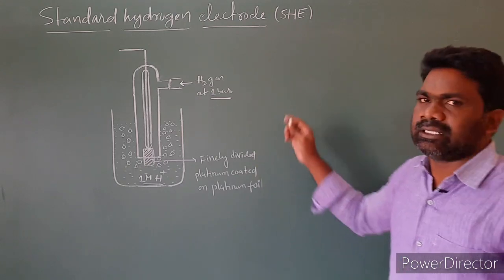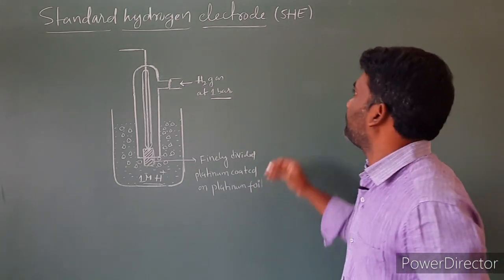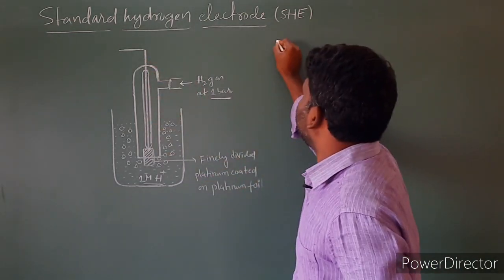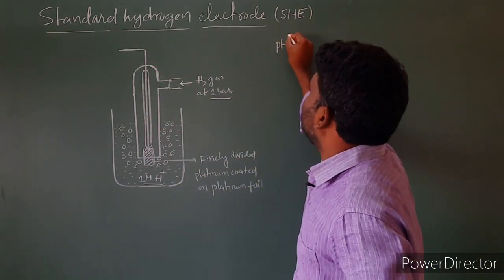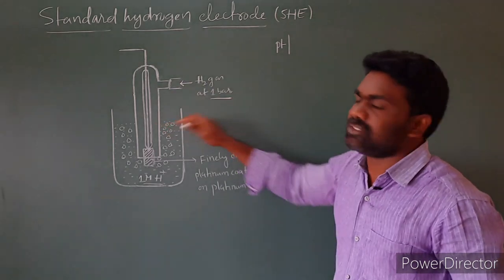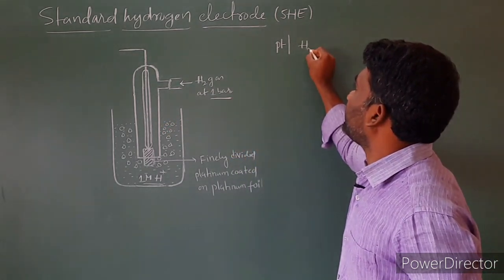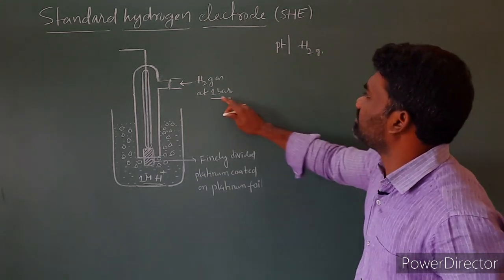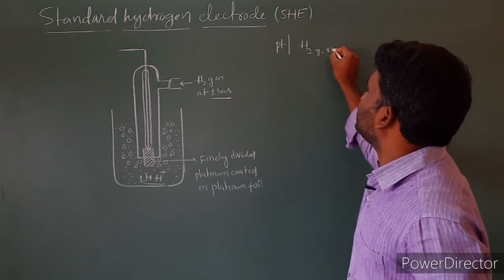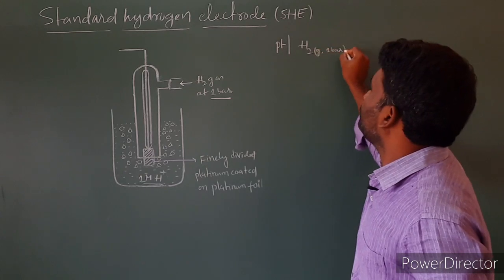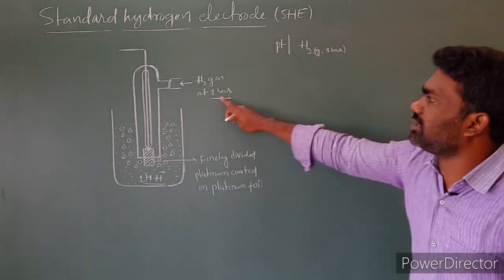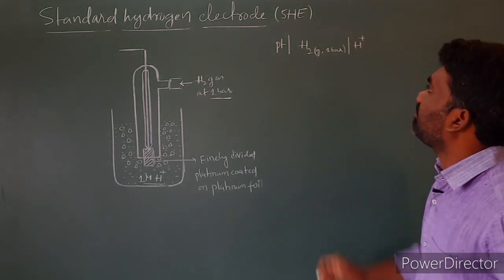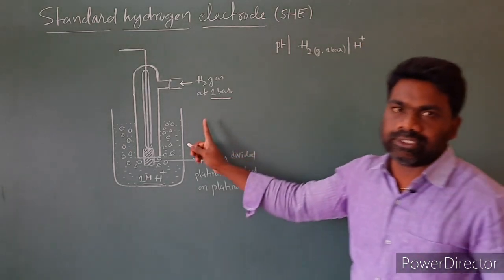Now let us look at the representation of the hydrogen electrode. First we take the platinum electrode, then we pass hydrogen gas, H2. It is in gaseous state, and its pressure is 1 bar. H2 gas at 1 bar pressure, and we will get H plus. This is the representation of the hydrogen electrode.